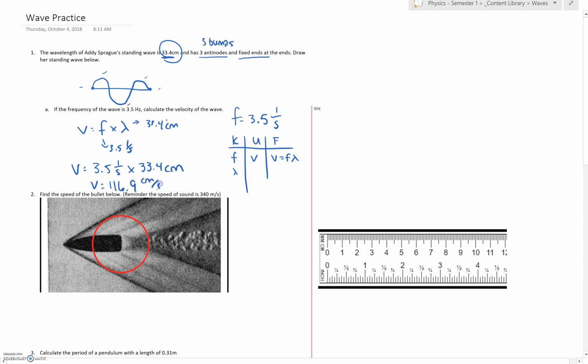116.9 centimeters per second. But we do have to check our significant figures. This is a multiplication problem, so there are 2 sig figs in the number 3.5 and 3 sig figs in the number 33.4, which means my answer can only really have 2 significant figures. Remember, for multiplication and division, it's the one with the fewest number of sig figs. So I have to cut my number off right after that second digit, but I do need to round up. So I round 116.9 up to 120 centimeters per second. I'm going to draw a big box around that because that is the answer.